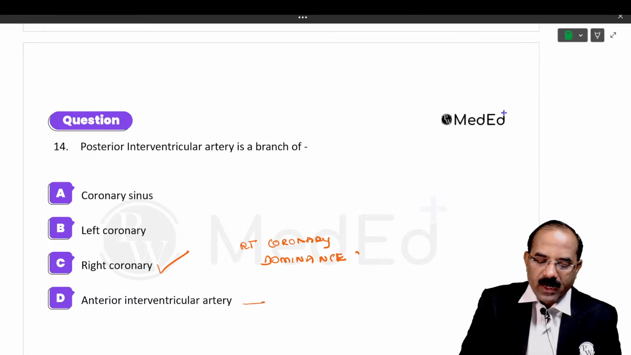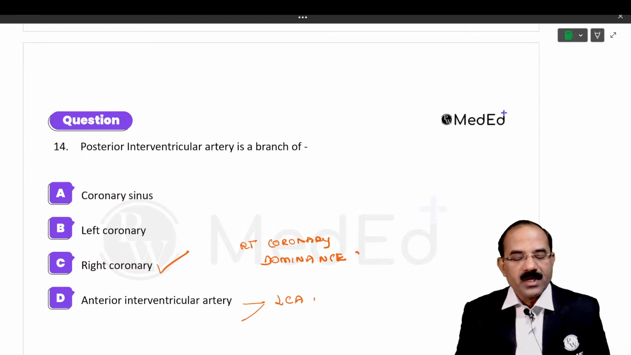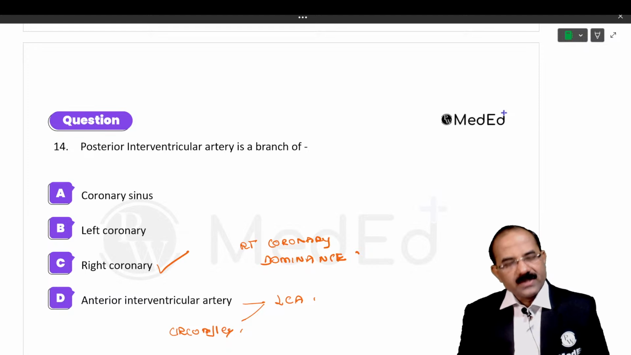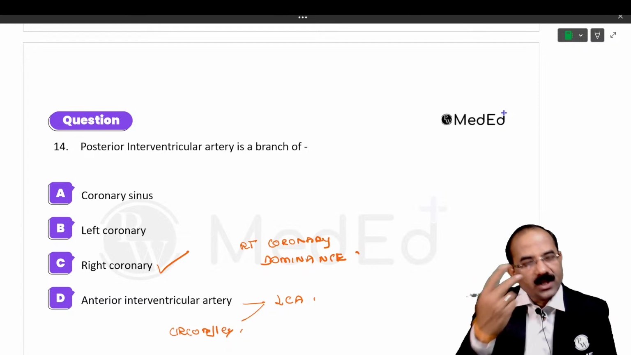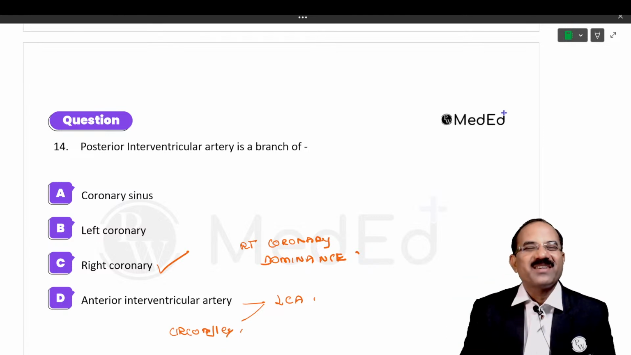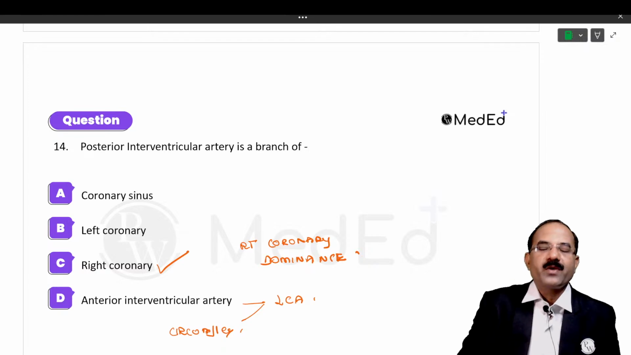Anterior interventricular artery is a branch of left coronary artery, है ना? Anterior interventricular artery is a branch of left coronary. दूसरी branch left coronary artery की circumflex. The second branch is circumflex. मतलब left coronary artery के दो branches होते हैं. एक है anterior interventricular artery and दूसरी है circumflex. Okay. Fine. Is this clear? We go to the next MCQ.